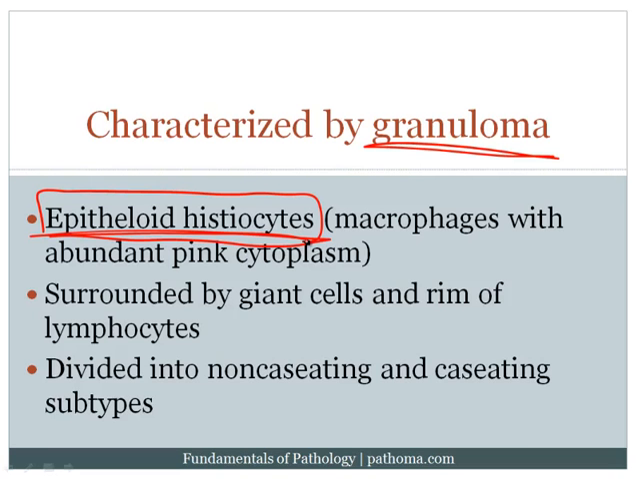Now, there are some additional features of a granuloma. They're not necessary for a granuloma, but they're usually also seen with a granuloma. For example, giant cells are usually also seen with a granuloma, and a rim of lymphocytes is also usually seen. But let me make it very clear. The defining feature of a granuloma is an epithelioid histiocyte, high yield, okay? Please keep that in the back of your mind.